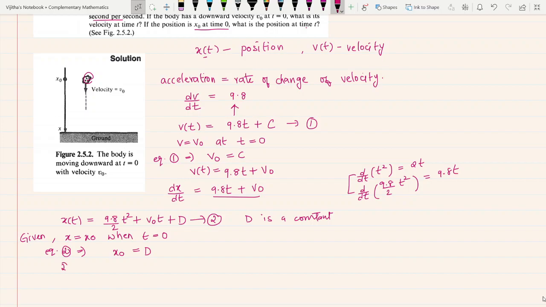So now 2 becomes x of t equals 9.8 by 2, which is 4.9, so 4.9 t square plus v naught t plus x naught. Okay, so we got the position x of t. The question is, what is the position at time t? So the position at time t is x of t equals 4.9 t square plus v naught t plus x naught.